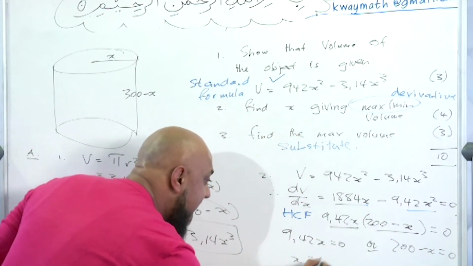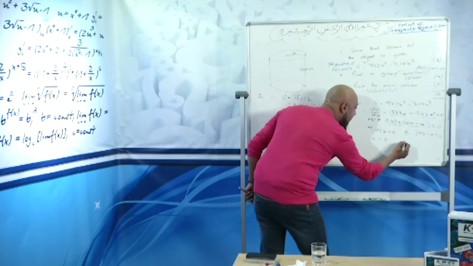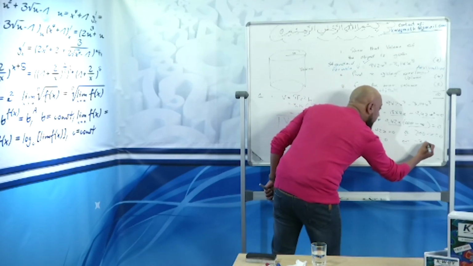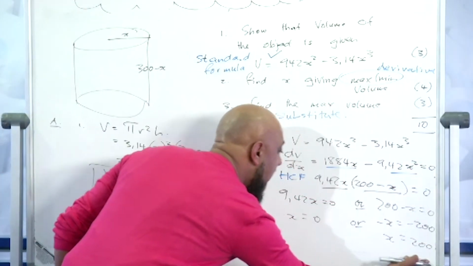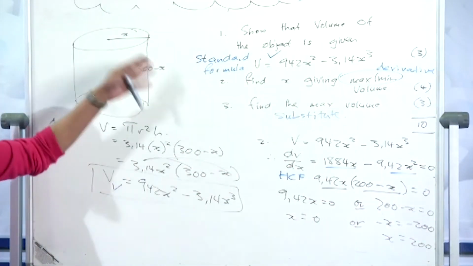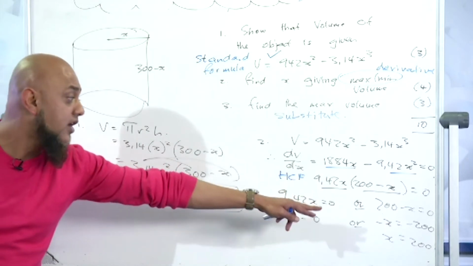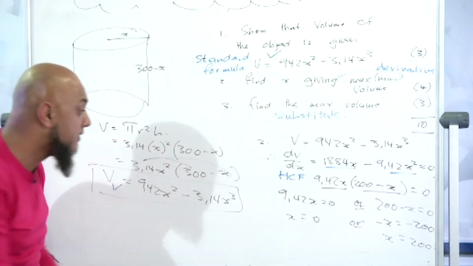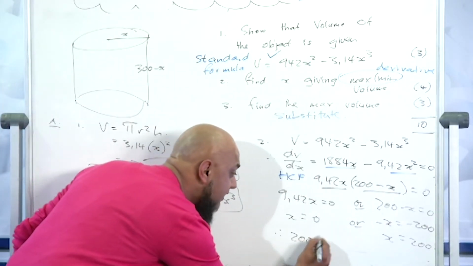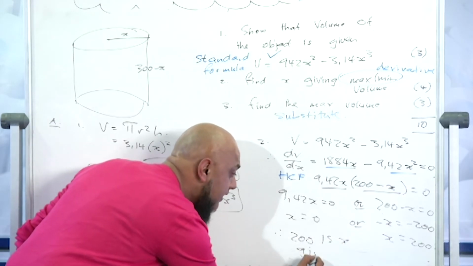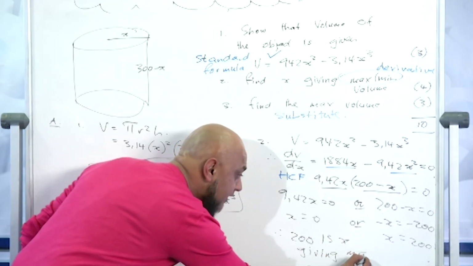So now x is equal to 0. 0 divided by that is 0. Or negative x will equal to negative 200. X is equal to 200. Okay. Now in this case, we know x can't equal to 0. Therefore, 200 is x giving maximum. In this case, therefore, 200 is x giving maximum volume.